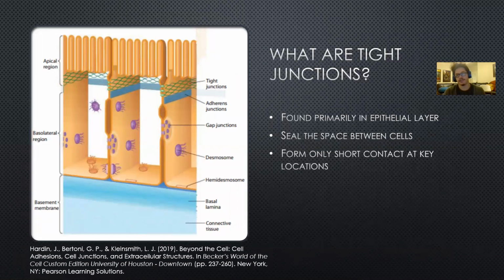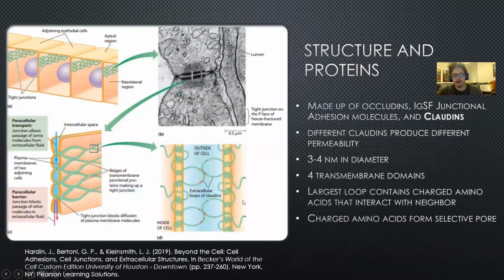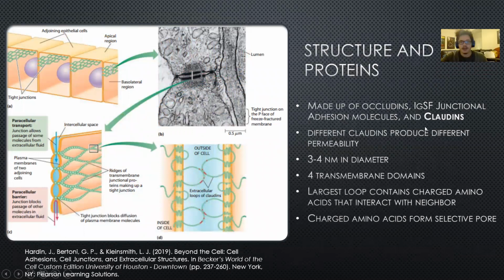And how they form is like if you think about two sheets of corrugated metal with those little ridges, if you bring them together, they're going to touch at those ridges, and that's how tight junctions form, is at those little ridges. They are made up of occludins, IGSF junctional adhesion molecules, and the most important part that we're going to focus on is claudins.